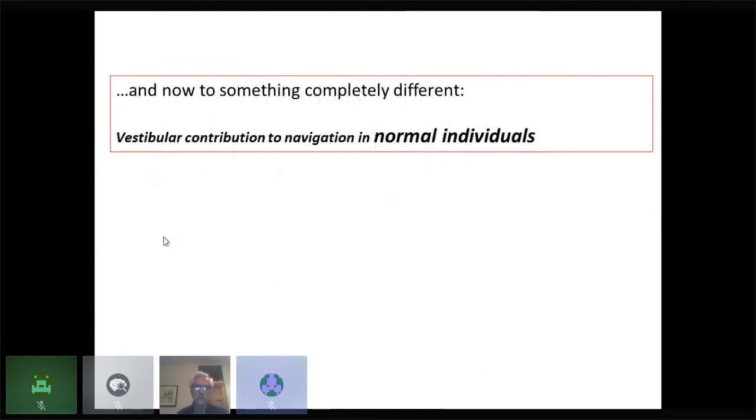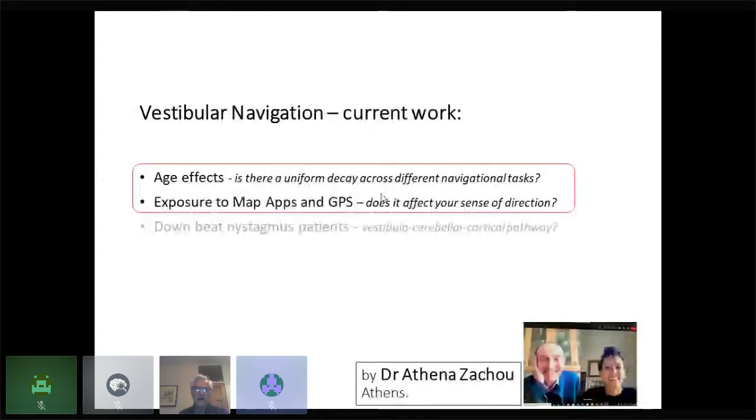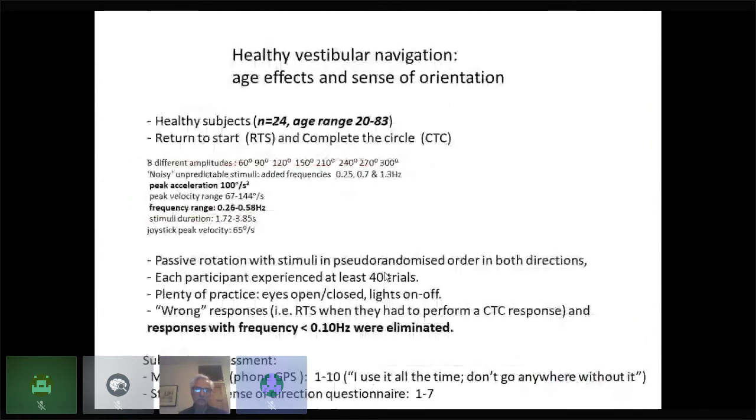So, and now to something completely different, which is the vestibular contribution to navigation in normal individuals with a normal vestibular system. And here we're going to assess the age effects, particularly to see if there is a uniform decay across different navigational tasks, and whether the exposure to map apps or GPS systems affects your sense of direction.